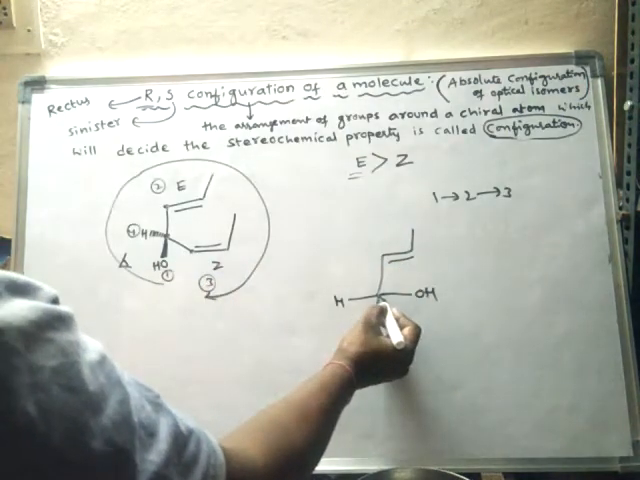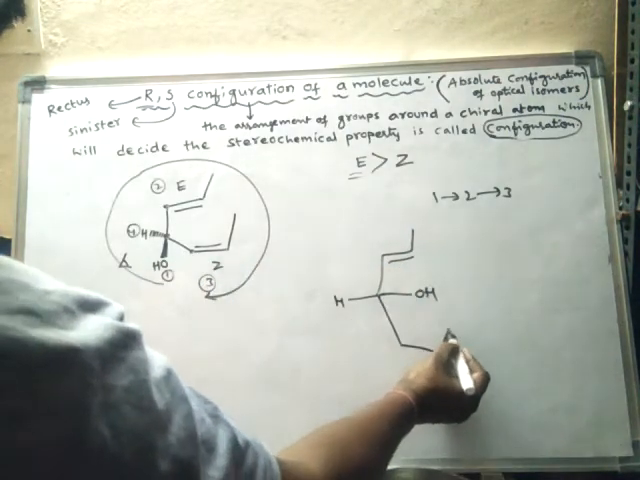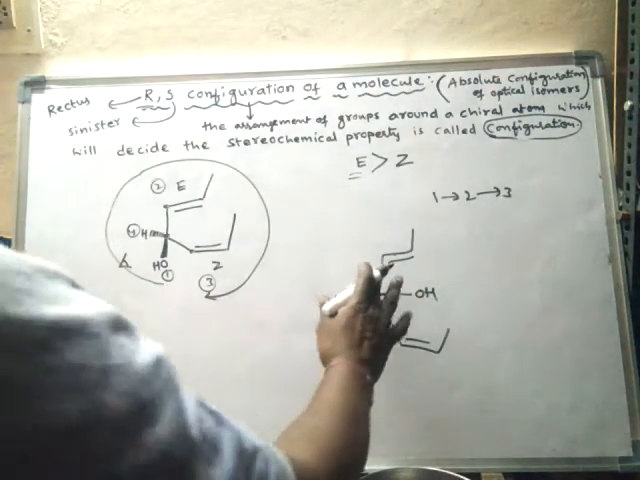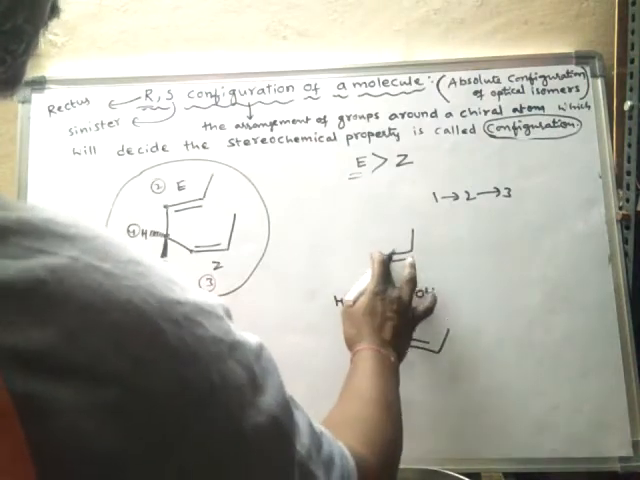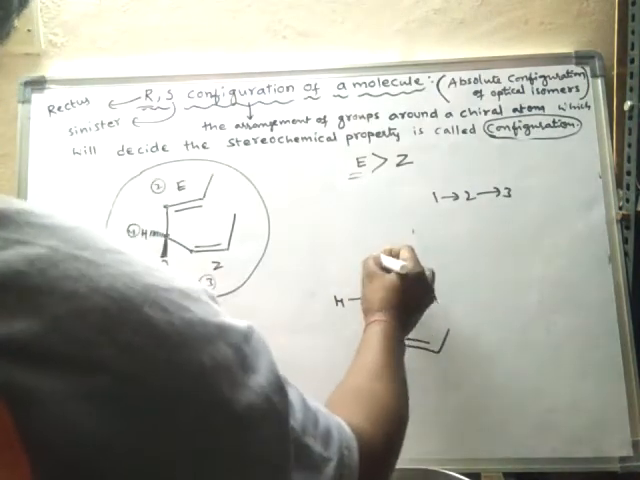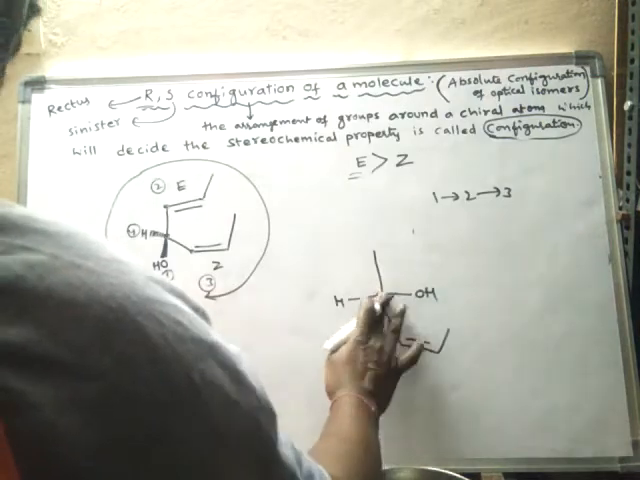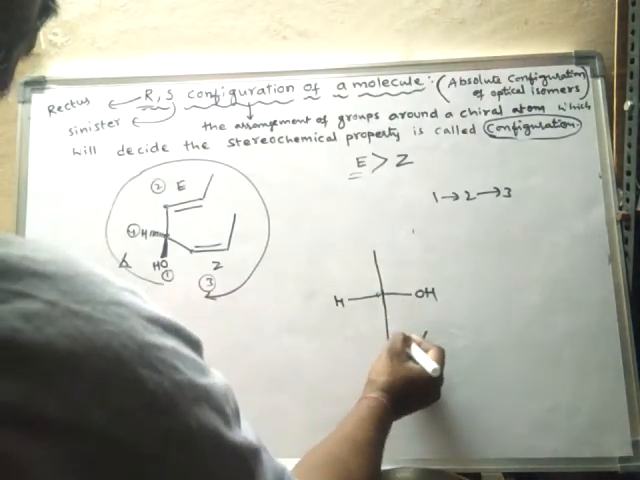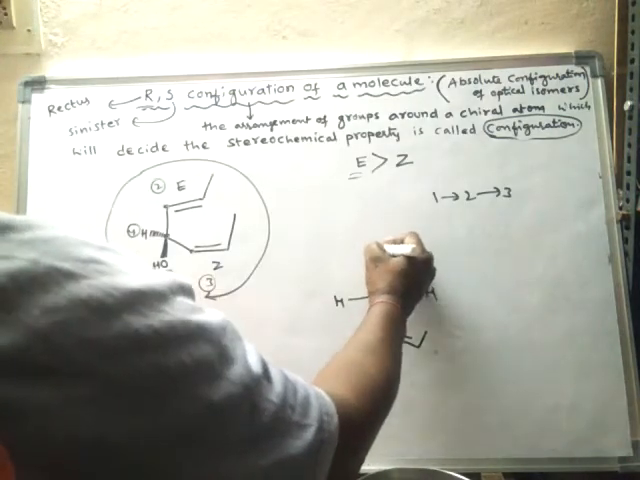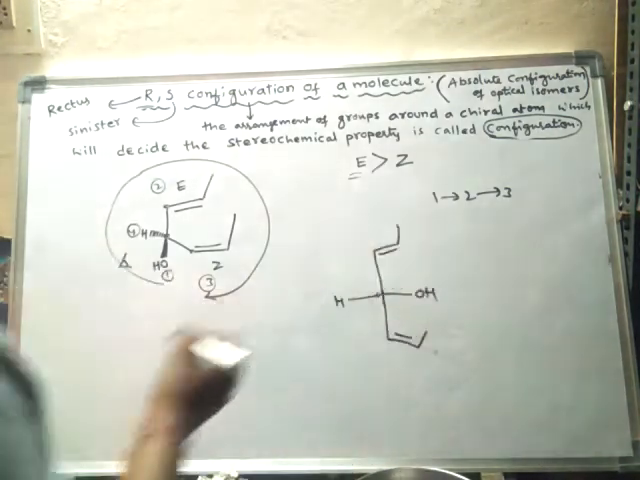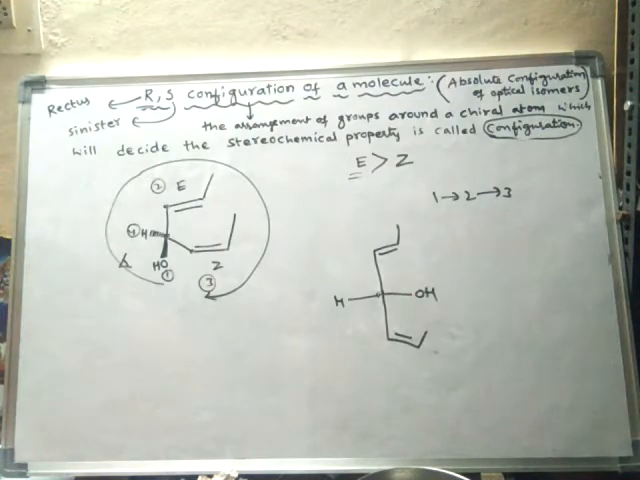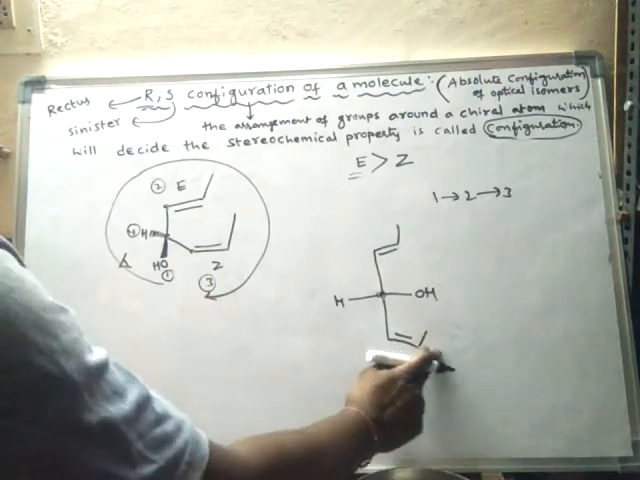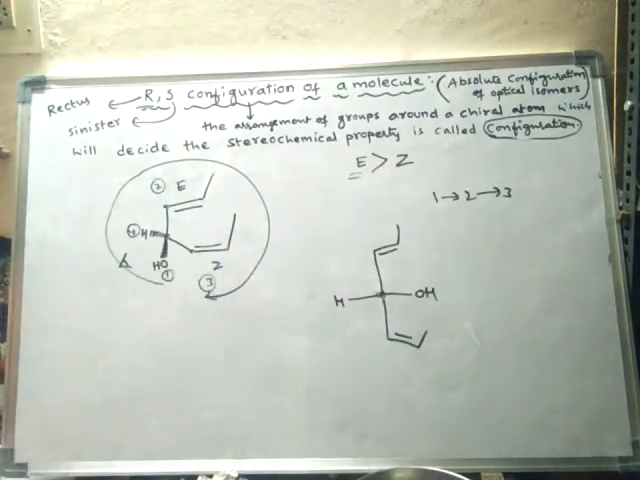So we have to draw this as a straight line, horizontal and vertical lines like this. So this is the chiral carbon, and this is the Fischer projection of this molecule.